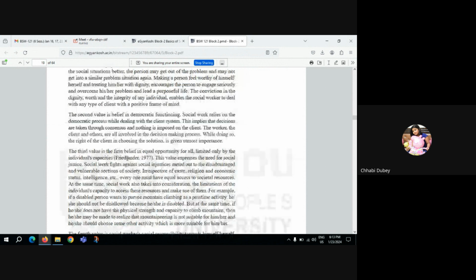The second value is belief in democratic functioning. Democratic functioning means that decision making will be taken through consensus and nothing is imposed on the client. We do not impose our decisions on the client. We let the client decide for himself or herself the kind of decisions they want to take, what choices they want to make for their life, or how they want to go about it. All of this is of utmost importance, as the client will be choosing the solution. And the third value is the firm belief in equal opportunity.